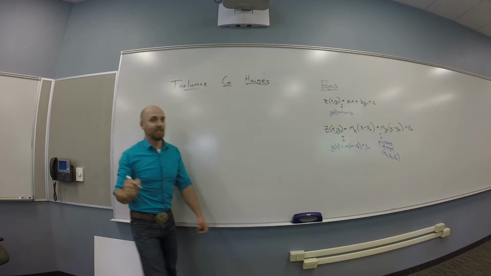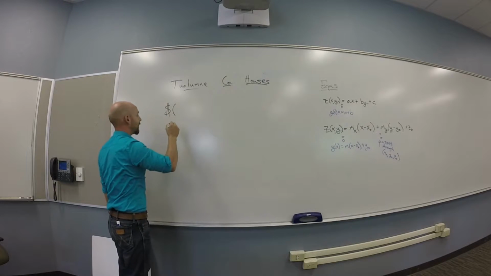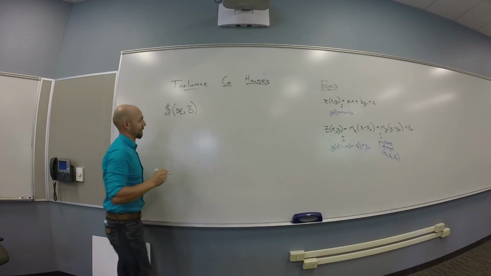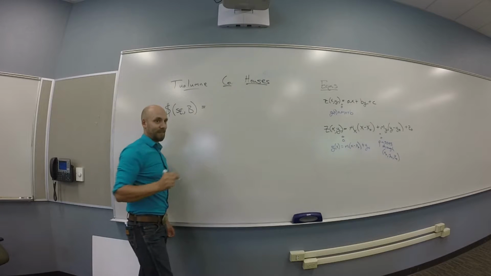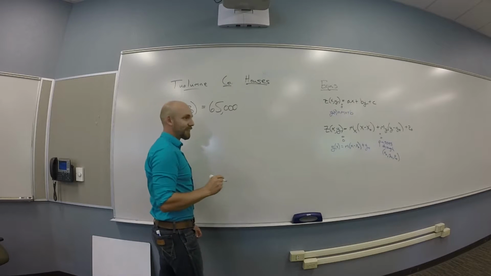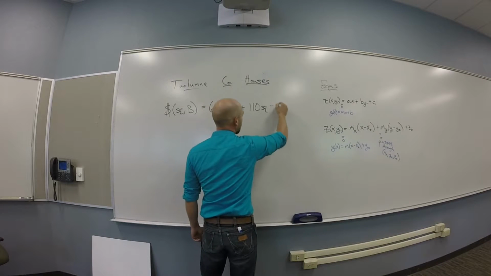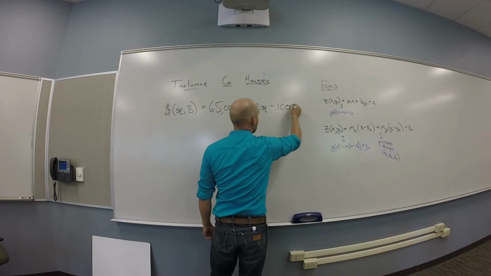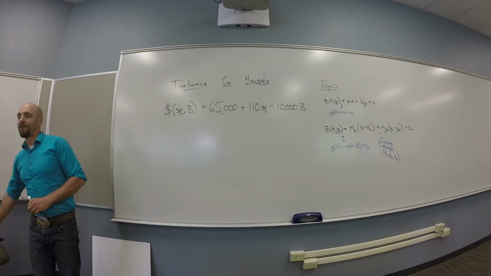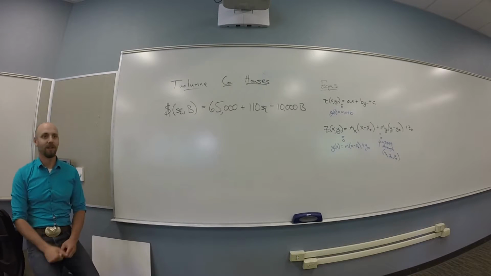Okay, Tuolumne County houses. Kid you not, I made this function. Dollars as a function of SQ comma B is 65,000 plus 110 SQ minus 10,000 B. It should be noted that I'm remembering this function a little bit, so if you go look at the other video, it might be a little bit different.